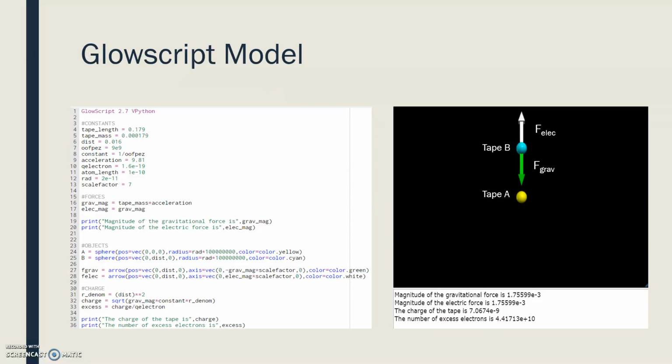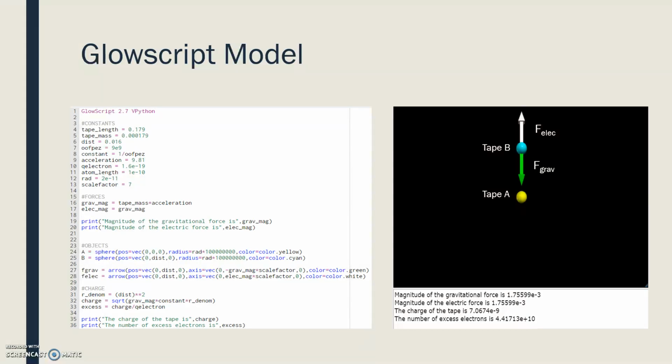When modeling the system on GlowScript, I first listed the constants included, all measured quantities, charges, and any scale factors. I then calculated the gravitational and electric force magnitudes. I then created 4 objects, 2 point particles that represent tapes A and B, as well as 2 arrows representing the electric and gravitational force.